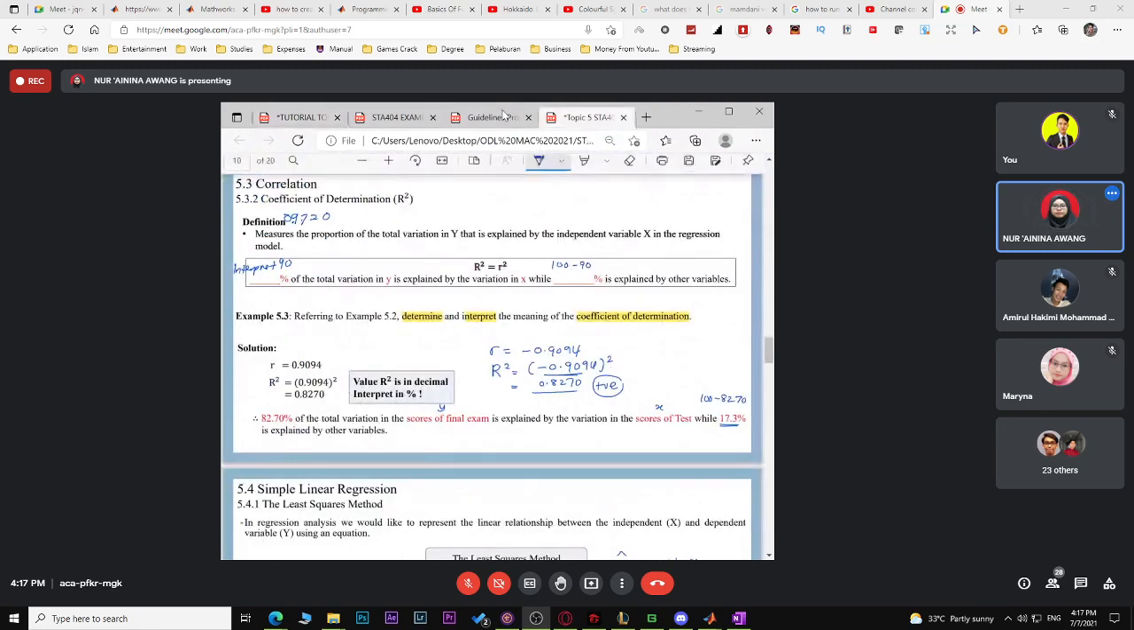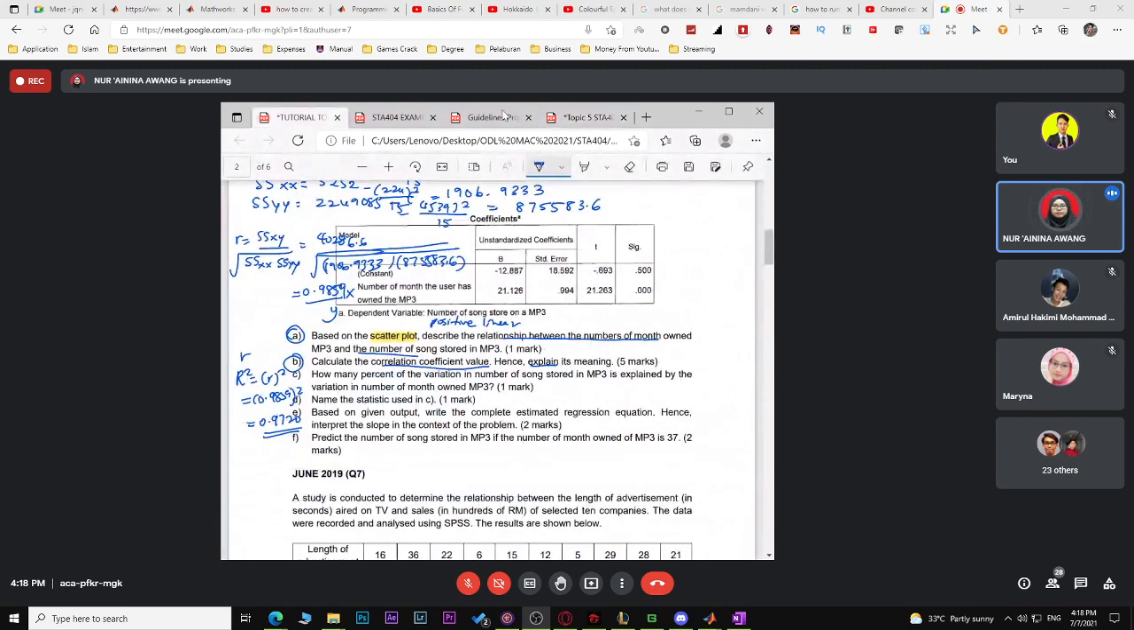So we say 97.20% of the total variation in the number of songs stored on the MP3 is explained by your X, the variation in the number of months the user has had the MP3. And then the balance, you just do 100 minus 97.20, so you will get 2.80, 2.80% is explained by other variables. Okay, so that is how to answer question C. This is the question for coefficient of determination, since it asks how many percent of the variation in your Y.